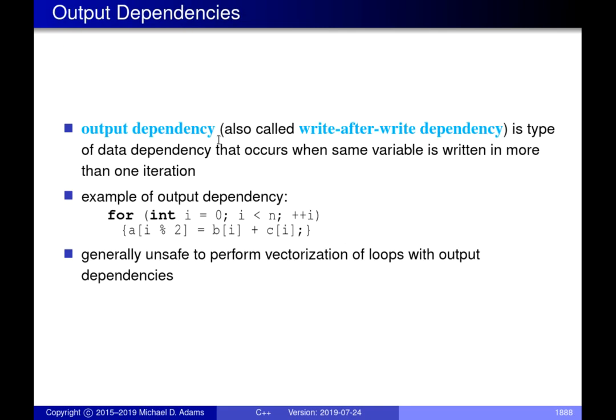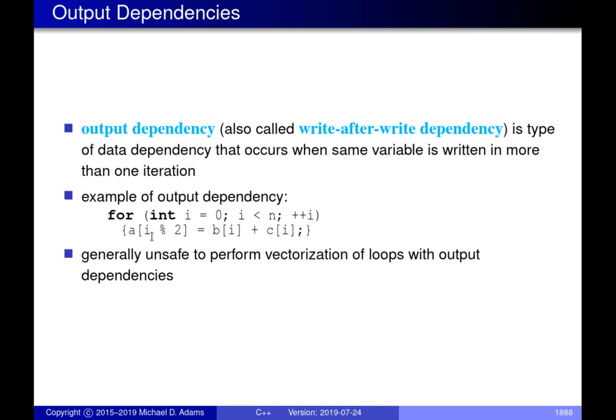Another type of dependency that we can have is what's called an output dependency. I think the other name it's referred to as is more insightful, which is a write after write dependency. It gives more of a hint in terms of what it really says. Basically, you have a loop where something's being written multiple times as you're looping: a write to a variable, and then a write in a later iteration. So this would be an example of code that exhibits an output dependency.